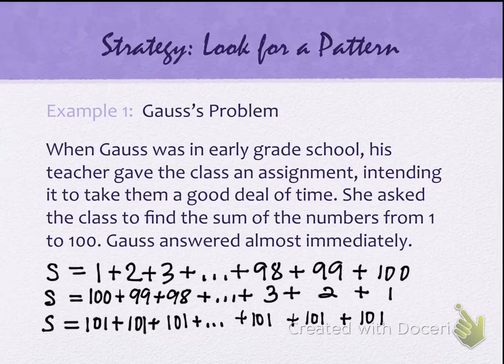Wow, so when you add the same number together a whole bunch of times, there's a shorter way of doing that. What is it? Multiplication.